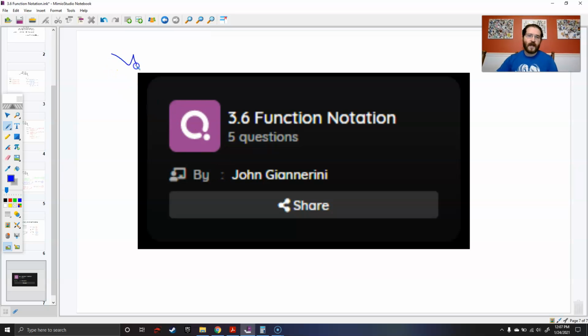So for your task, I would like you to do these short quizzes for our review. It's reviewing our function notation. We're going to have a mixture of graphs and a mixture of equations to evaluate. All right? If you need any help, please let me know. Thanks, guys.